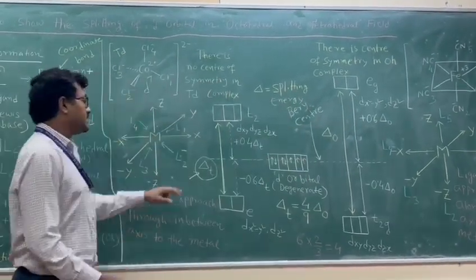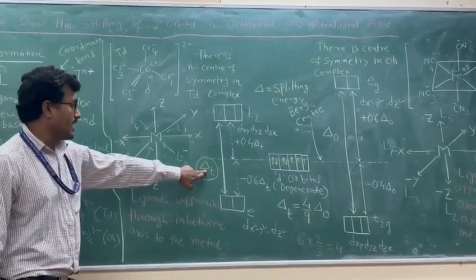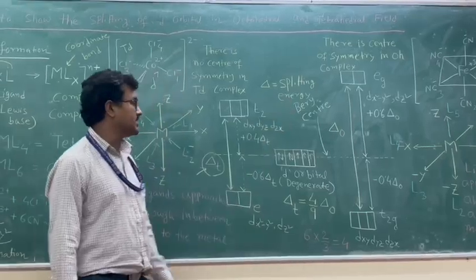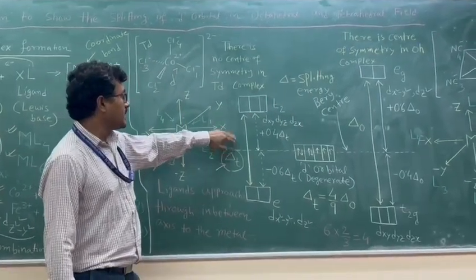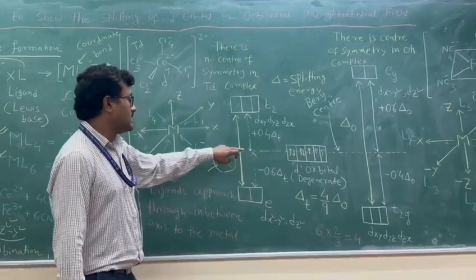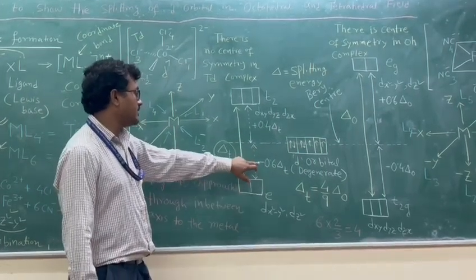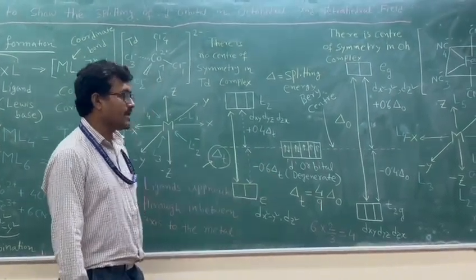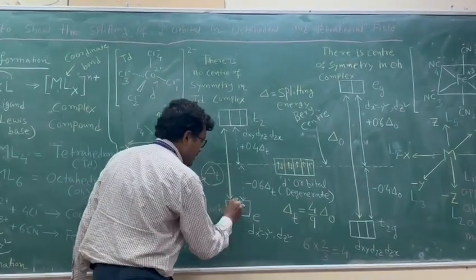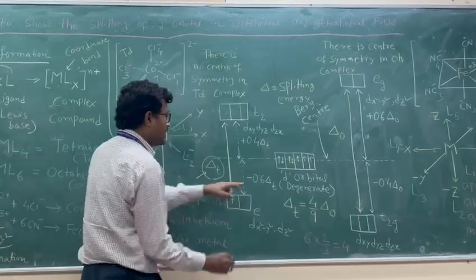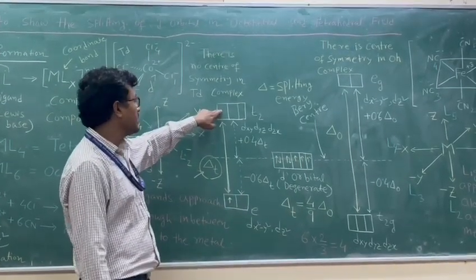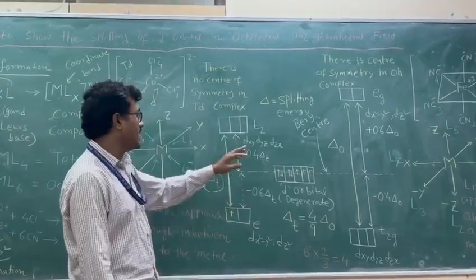Since it is a tetrahedral field, I have written here T. And this dotted line, the initial energy of the d orbitals, is called the barycenter. Now from barycenter to T2, the energy gap is plus 0.4 delta T, and from barycenter to E, the energy gap is minus 0.6 delta T. It means if we have some electron here, the energy of the electron will be minus 0.6 delta T. And if we have some electron here, the energy of the electron will be plus 0.4 delta T.